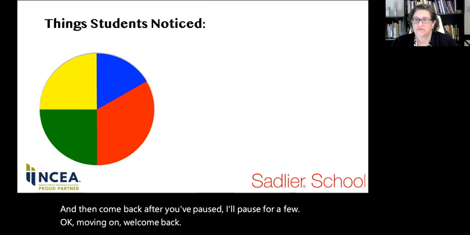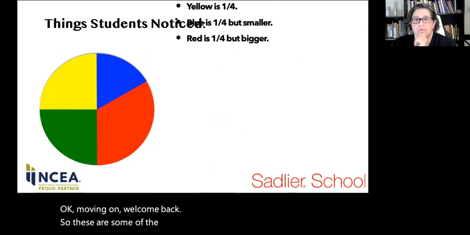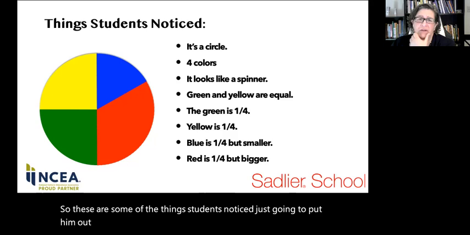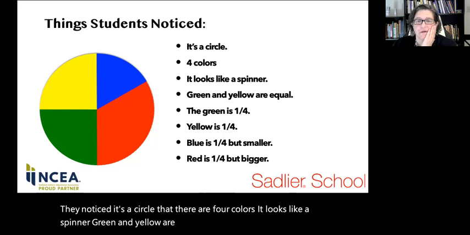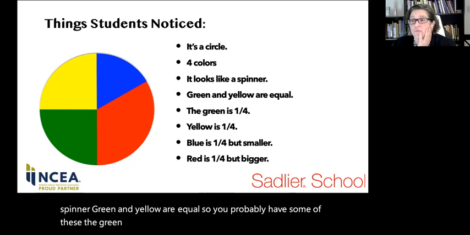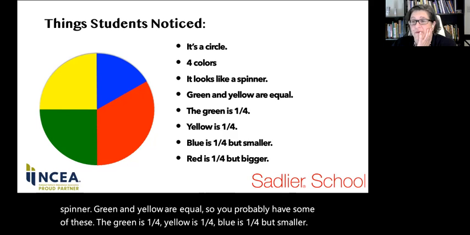So these are some of the things students noticed. I'm just going to put them out here. They noticed it's a circle, that there are 4 colors. It looks like a spinner. Green and yellow are equal. So you probably have some of these. The green is 1/4, yellow is 1/4, blue is 1/4 but smaller, and red is 1/4 but bigger.